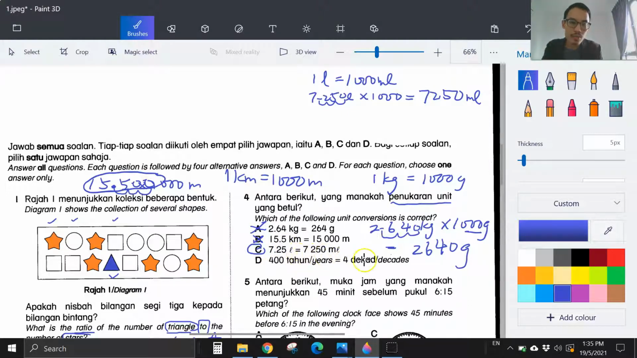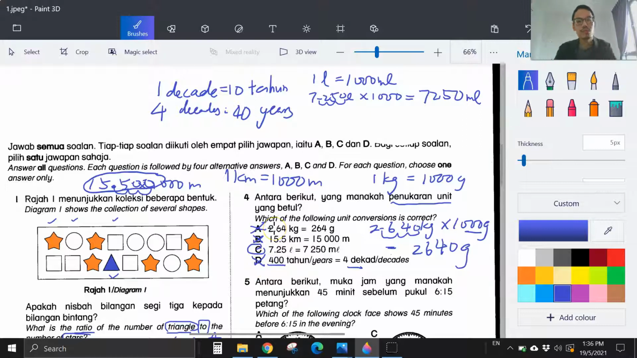Let's look at D also. 400 years is 4 decades. 1 decade, or 1 dekad, is 10 years. So 4 decades equals 40 years. So D is also wrong.